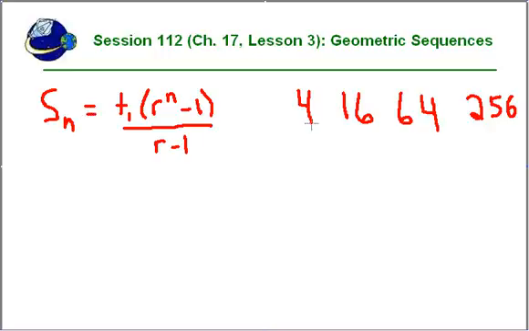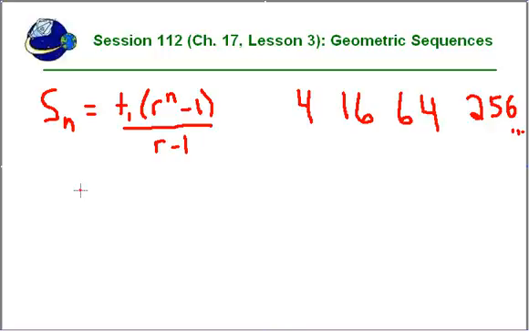So here's our geometric sequence over here at the right, 4, 16, 64, 256, and it keeps going on. And remember, a geometric sequence is a number sequence whereby you have to multiply each term by the same number in order to get the following term. So in this situation, we had to multiply each term by 4. 4 times 4 is 16. 16 times 4 is 64. And 64 times 4 is 256.